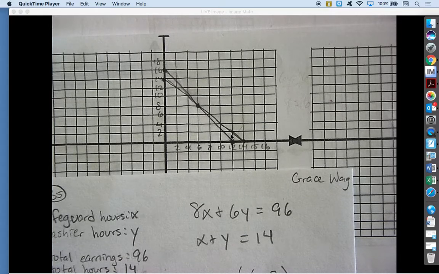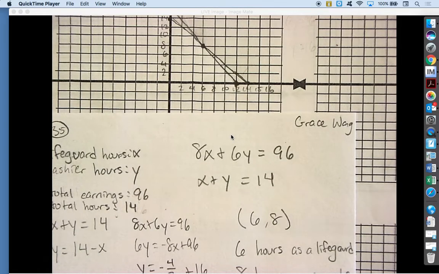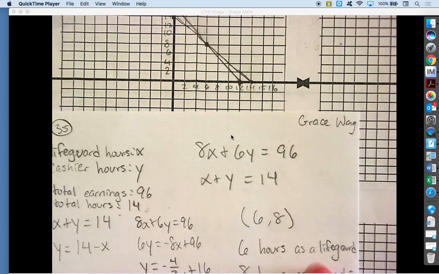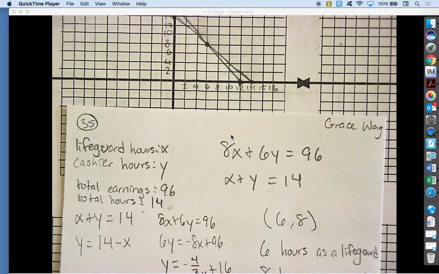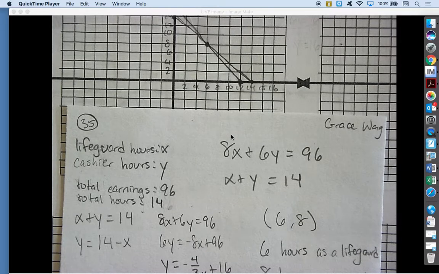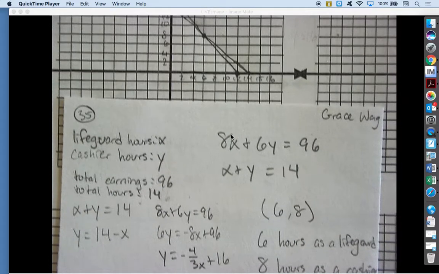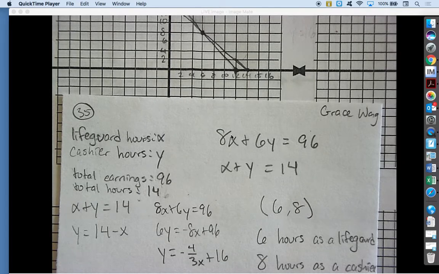So for the second equation, x plus y equals 14. The x plus y means those number of hours that you're working for the lifeguard versus the cashier, because there's two different positions that you're working. So those two different positions account for the x and the y, and the total number of hours is 14. So that's why that equation is x plus y equals 14.